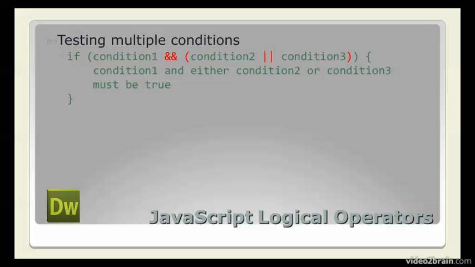If you didn't wrap the second 2 in parentheses, what would happen is that JavaScript would look at condition 1. If that's true, it then considers condition 2. And if that's false, it immediately fails. So the parentheses are very important in these particular circumstances because without them, it would never go on to consider condition 3.